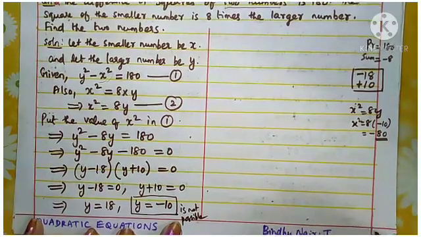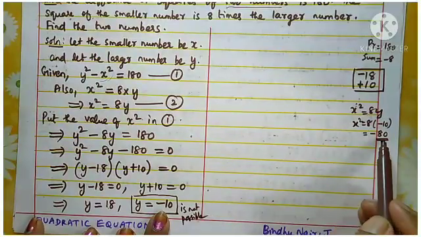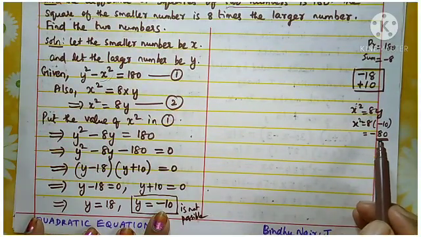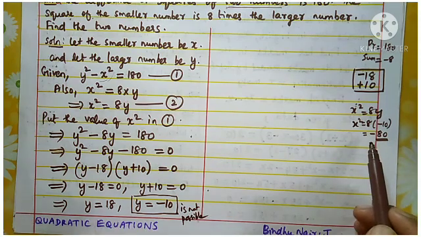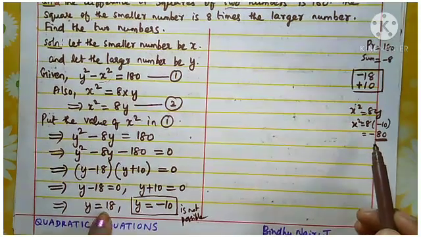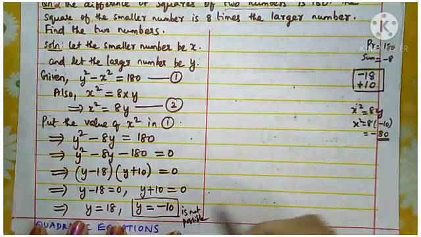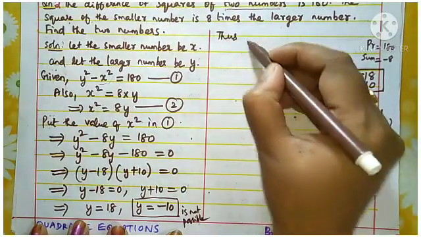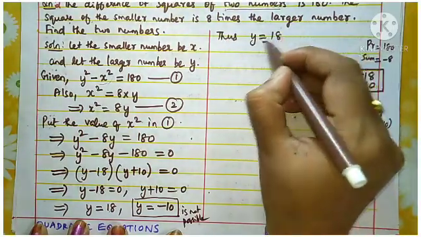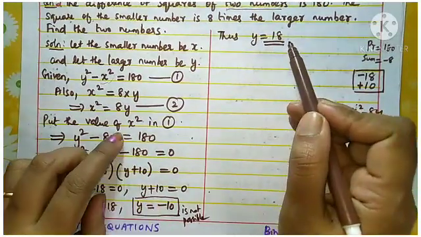This is not possible. Understood? Because if you take this negative value, then x square will come negative. That is meaningless. It is impossible. So we are taking only the value y equal to 18. Understood? Yes. So next step, thus the value of y is equal to 18. Now using this y, we need to find the value of x.